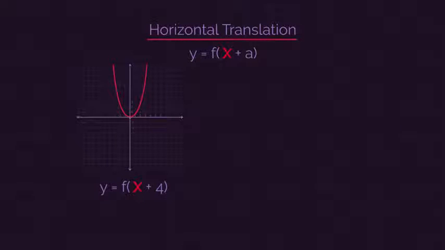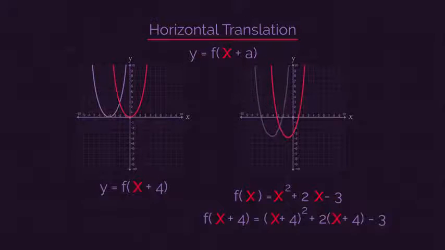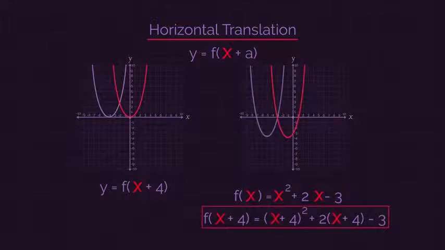For horizontal translations, we add the number just to the x. So the +4 just goes to the x. If we had a function with this equation, to shift the curve to the left 4, we would add 4 to every x in the equation.